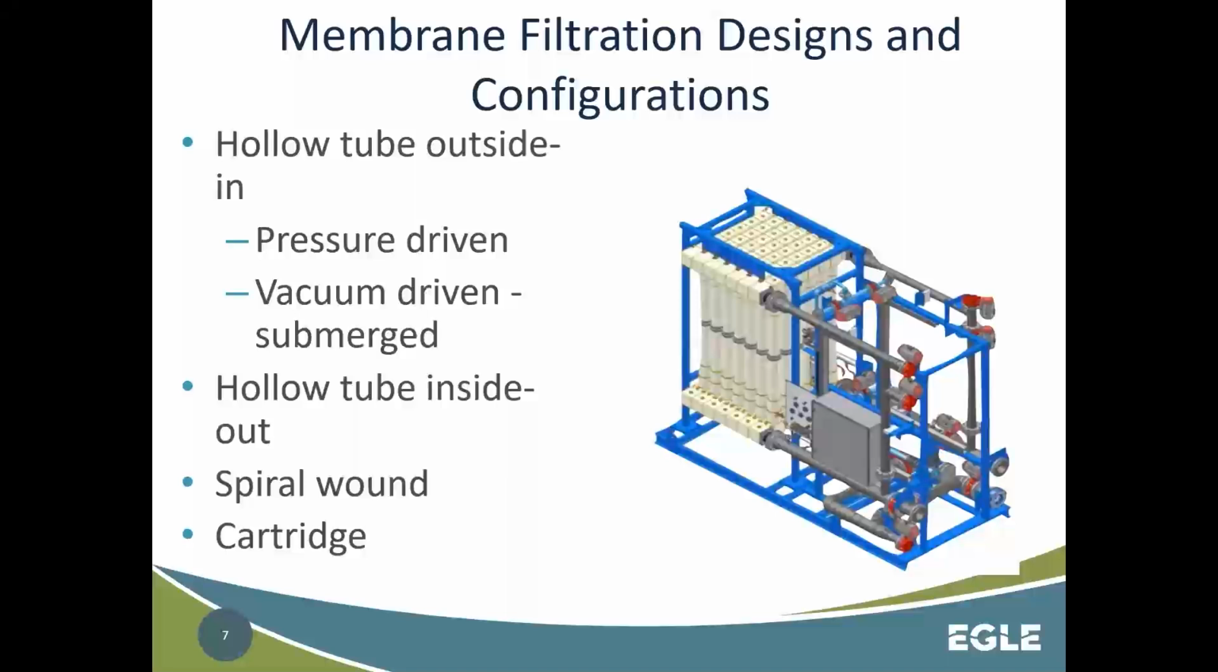I'm not sure we have any in Michigan that are hollow tube inside out. That seems like it was kind of an original technology, and I think the industry figured out that outside in was a better, more efficient way to do it. There's also spiral wound, that is going to be your RO and nano, and cartridge filters. So again, we're going to focus mostly on this first one because that's what's most common.